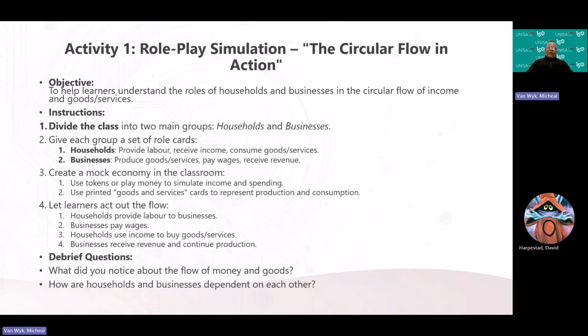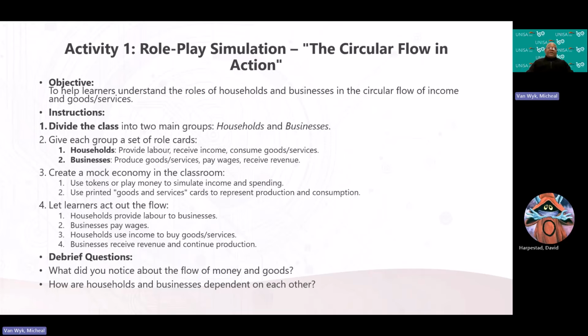So if you are 4 in a group, one of you will play the business, and one of you will play the consumer, and the other 2 will observe. And when they are finished with this role play activity based on the circular flow, then we will change the roles. Those that were observing this role play will do the same. So these are the 2, your household and your business.